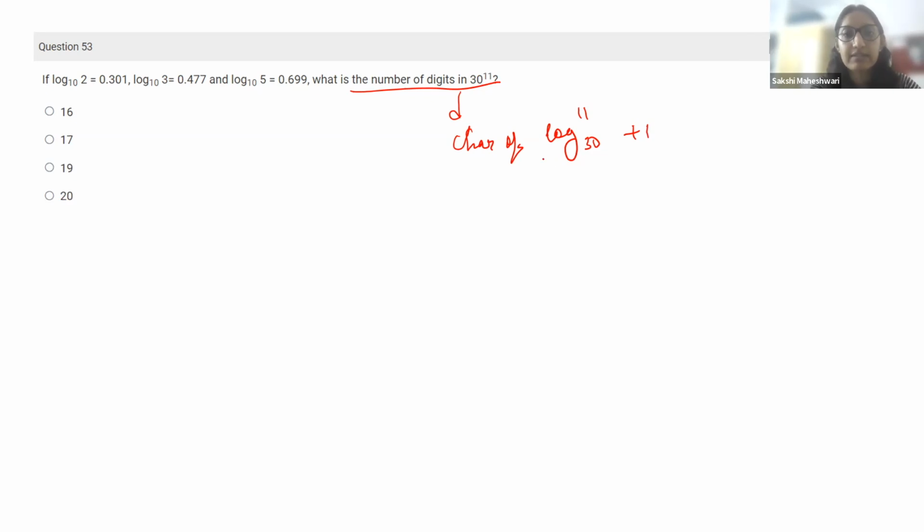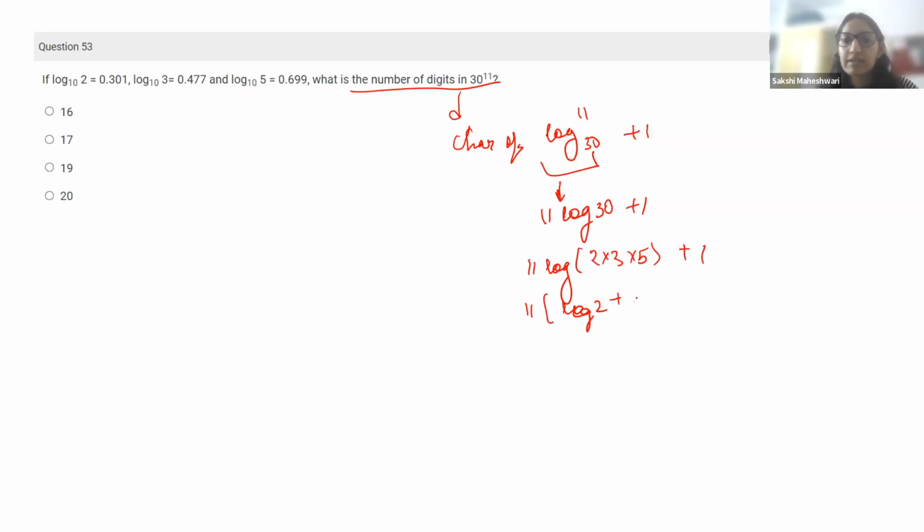So for calculating this characteristic, this will be 11 log of 30, plus 1. And this will be 11 times of, we have 2 into 3 into 5. This can be written as 11 times of log 2, plus log 3, plus log 5. So you can easily put these values, multiply by 11 and see the characteristic. So the characteristic, for example, 16.xx. This is the characteristic.